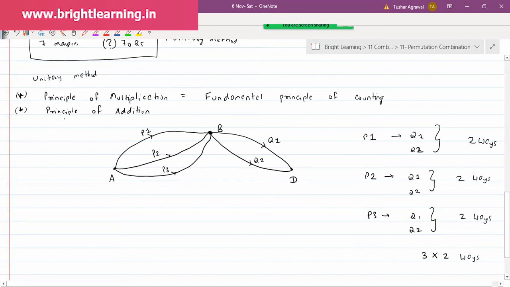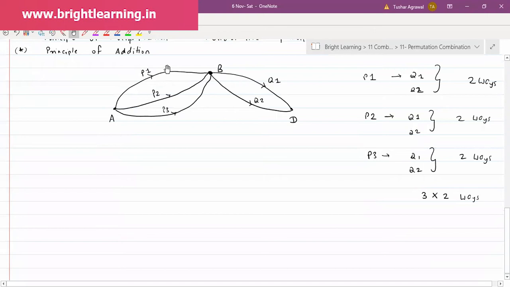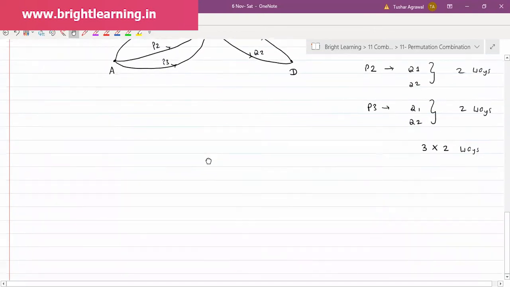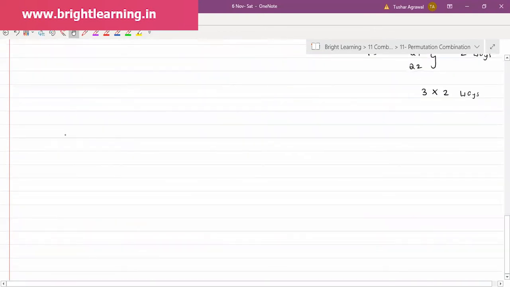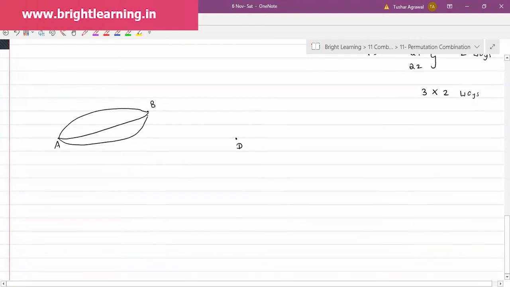Now another principle of counting is the principle of addition. What is the principle of addition? Let's say in this example I will draw another diagram. Again, Ahmedabad, Bombay, Delhi. Ahmedabad to Bombay, there are 3 flights. Bombay to Delhi, there are 2 flights.